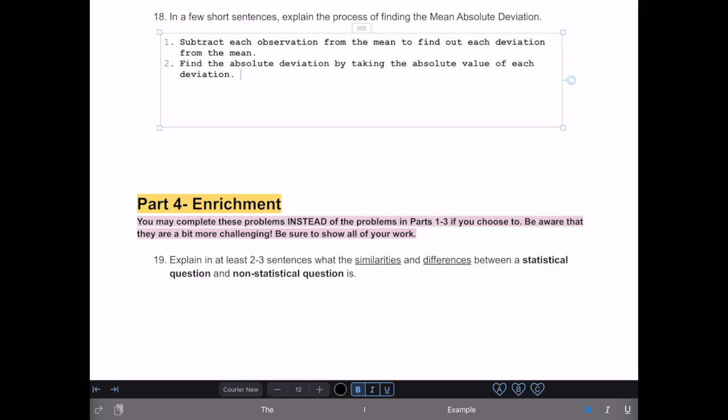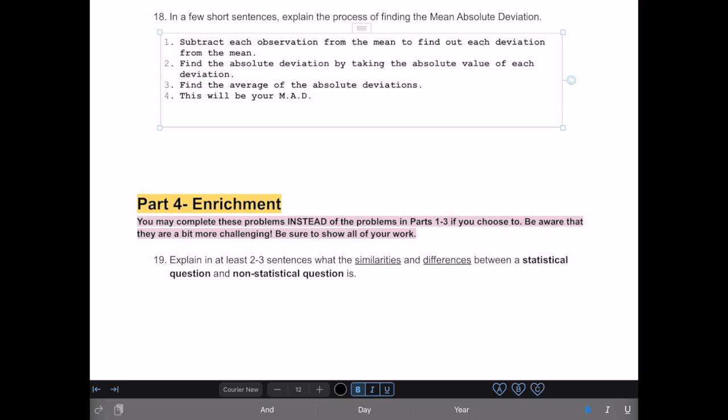So we have to go ahead and find those absolute deviations. And after that, we're going to do what? We're going to find the average of the absolute deviations. Okay? And once you have that, this will be your mean absolute deviation.